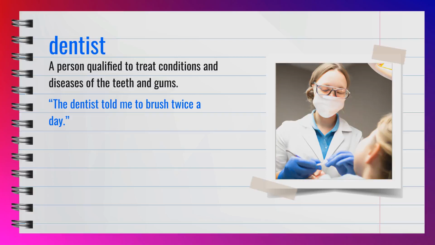The word dentist is a noun. It is spelled D-E-N-T-I-S-T. A dentist is a person qualified to treat conditions and diseases of the teeth and gums. The correct pronunciation is dentist. Synonyms include dental surgeon or tooth doctor. For example, the dentist told me to brush twice a day. In summary, a dentist is a medical professional who cares for your teeth and gums.